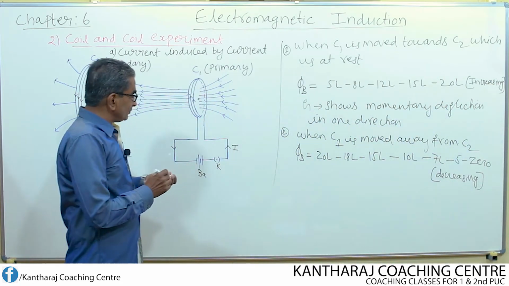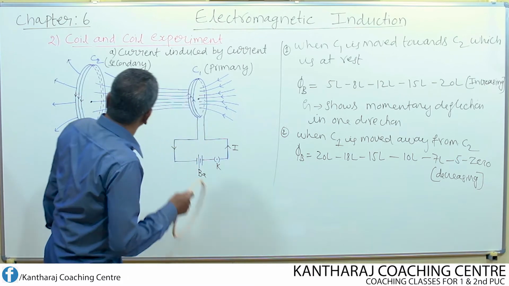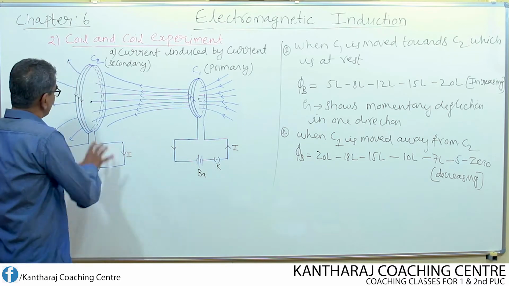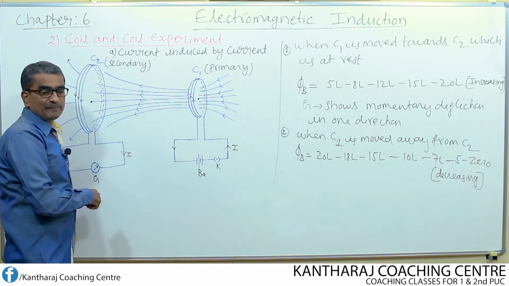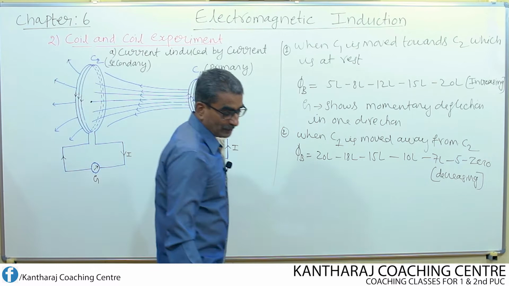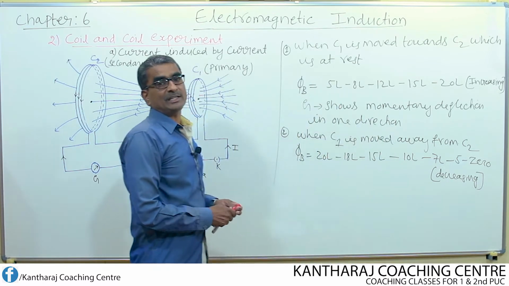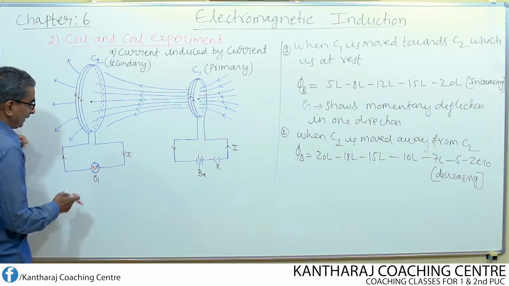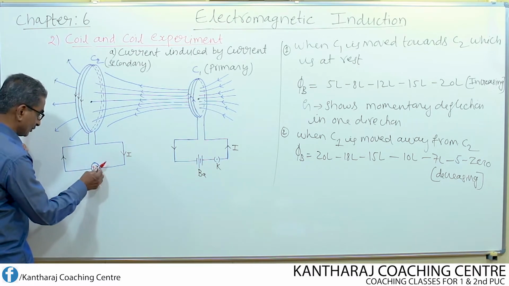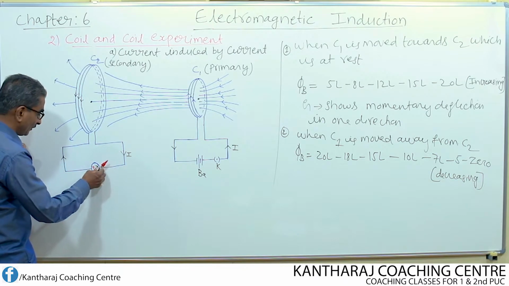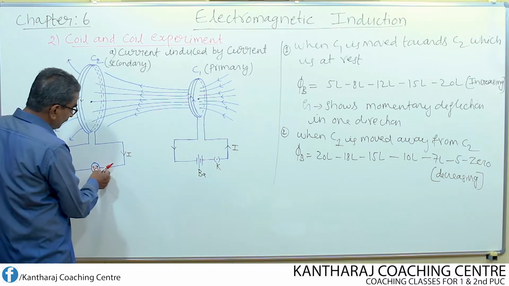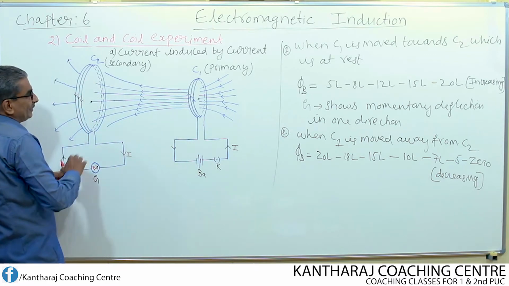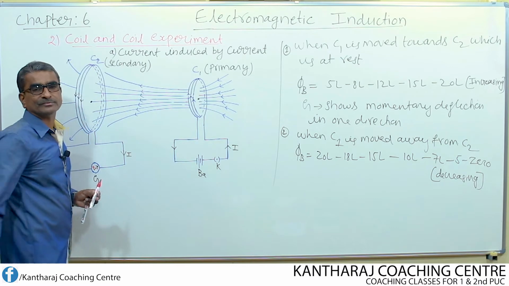Once again, what happens now when this C1 is withdrawn from C2? EMF is induced, but this time the galvanometer shows a momentary deflection in the opposite direction. For example, if the deflection was initially towards the right, now the deflection will be towards the left. So right side deflection is noticed when C1 is moved towards C2, and left side deflection is noticed when C1 is withdrawn from C2.